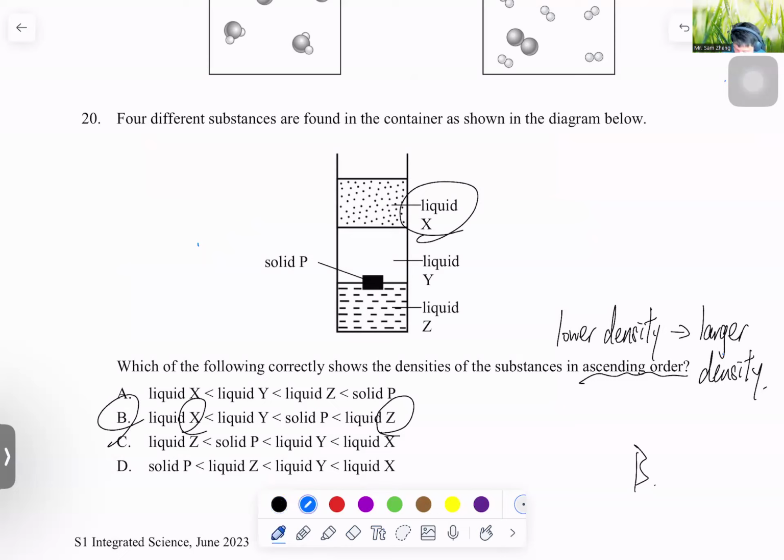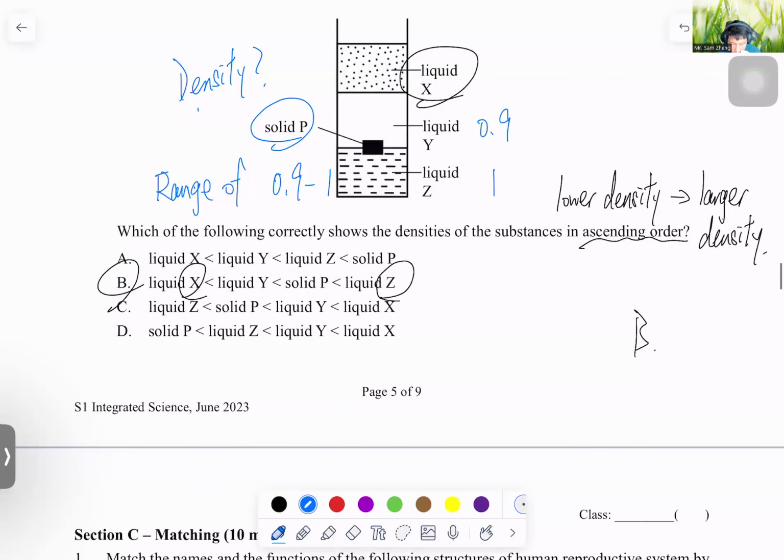Then in this case, you will see the solid P. If I tell you that liquid Y has a density of 0.9, while liquid Z has a density of 1, then what will be the density of solid P? The density should be in the range of 0.9 to 1. It should be larger than 0.9, but smaller than 1. Is it clear? So the density of the solid P would be in between these ranges.